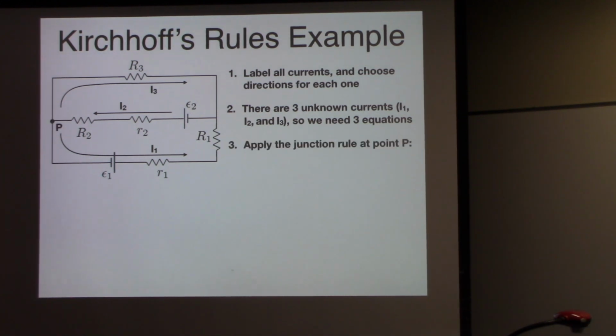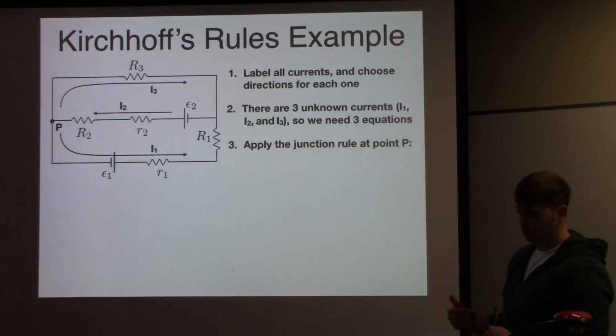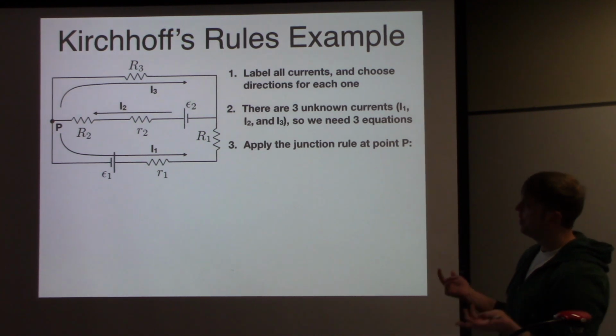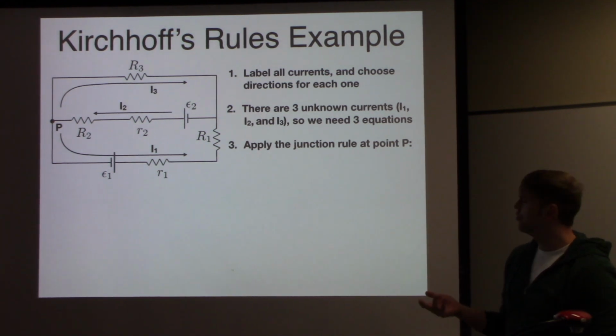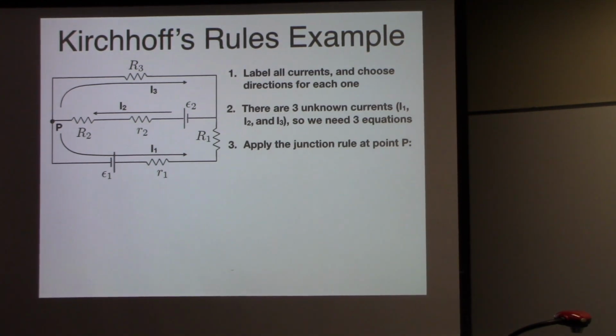The next thing we need to do is come up with those equations, and let's start with the junction rule. Let's identify on our circuit diagram where we have a junction. Point P that I've labeled over here is an example of a junction, because we have multiple wires and multiple currents coming together at that junction. So what does the junction rule say? It says we take the sum of the currents going in, and that equals the sum of the currents going out of the junction.